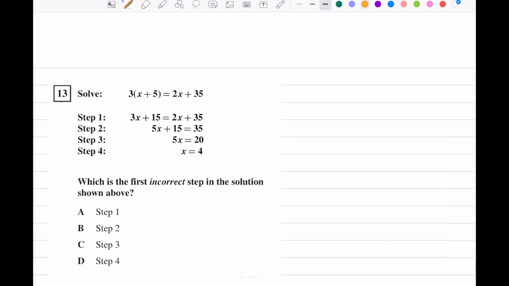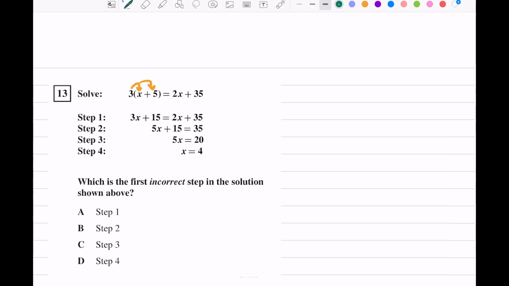So looking at step 1, it looks like we simplified the left side. So that means we need to multiply our 3 by each piece on the inside using the distributive property. So we would get 3 times x plus 3 times 5, which gives us 15. So this first step is correct.